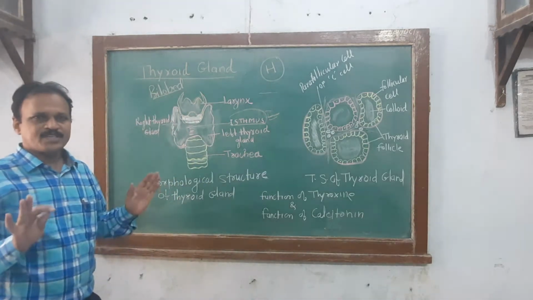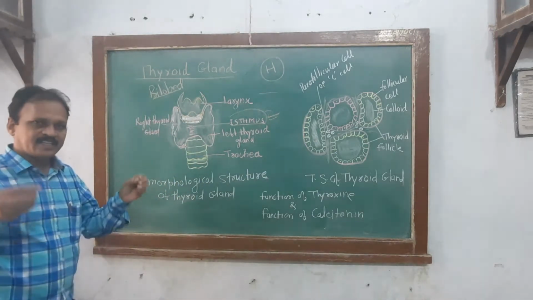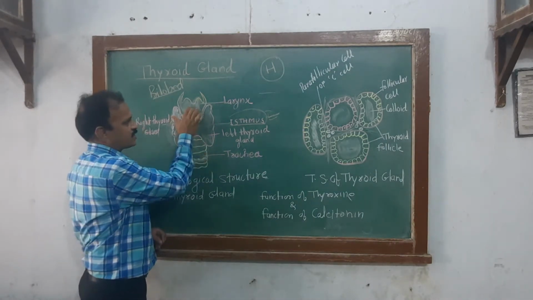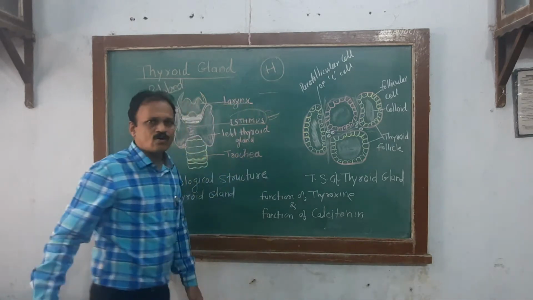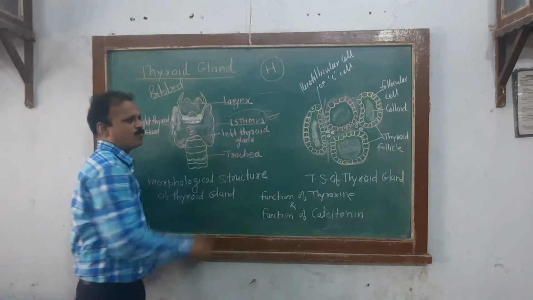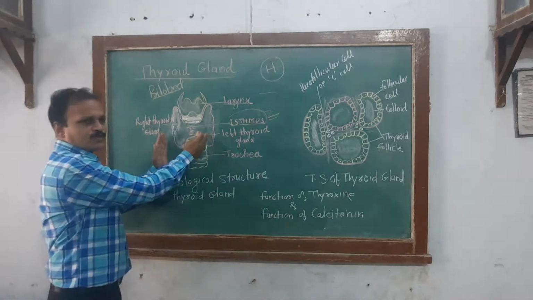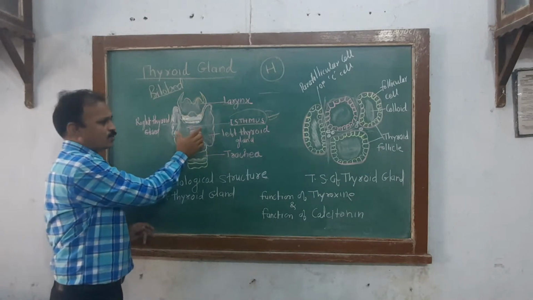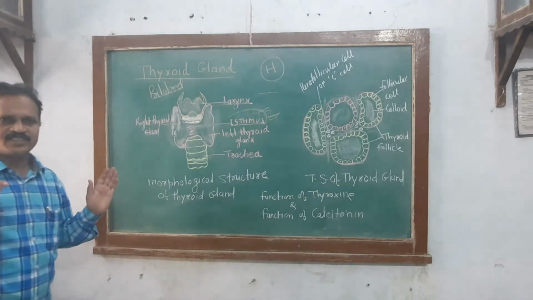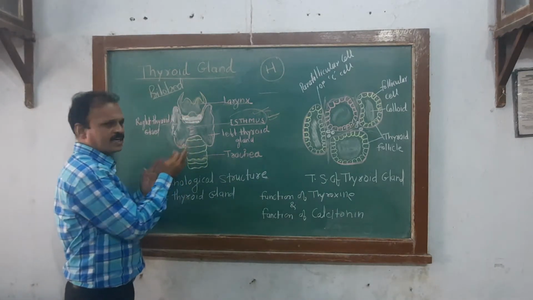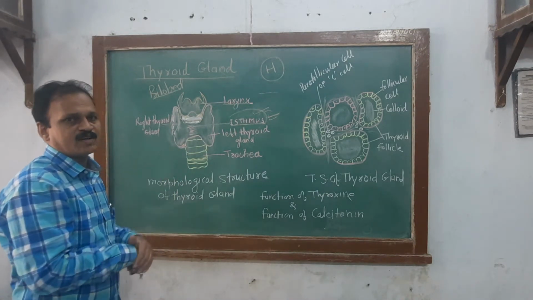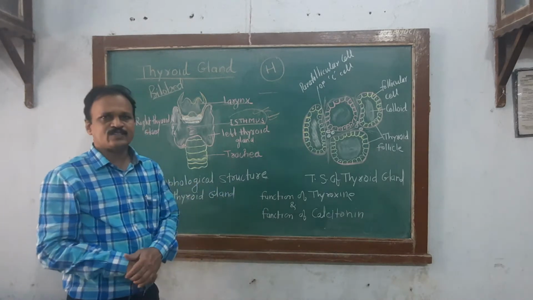What is my point? What is the location? It is located in the neck region, either side of the trachea, just below the larynx. What is the larynx? The sound producing organ. Just below the larynx there is the bilobed thyroid gland. It has 2 lobes, left lobe and right lobe, connected by a strand of connective tissue called the isthmus. That's all. Now, what is the specificity of the thyroid gland? It secretes the hormones thyroxine and calcitonin.